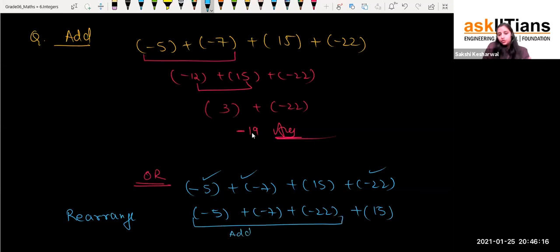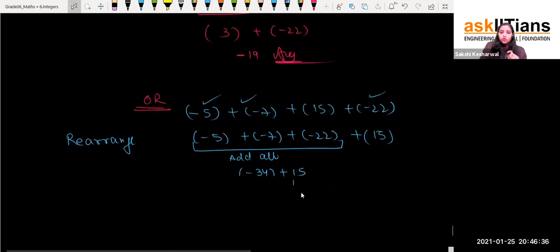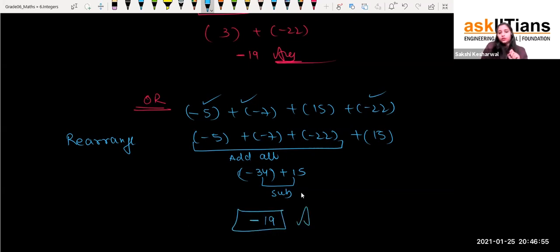Can you add them all or not? Yes, because you're adding all the negative numbers. Negative numbers means you will be adding up, right? So 5 plus 7 plus 22 will be minus 34. You add all and put the negative sign. Now you have 15 with you, right? One is negative and the other one is positive, so you will be subtracting. 34 minus 15 will be what? You just take the absolute value, don't take the negative sign, so it will be 19. Now 34 is with the negative sign, so minus 19 will be your answer, right or not?